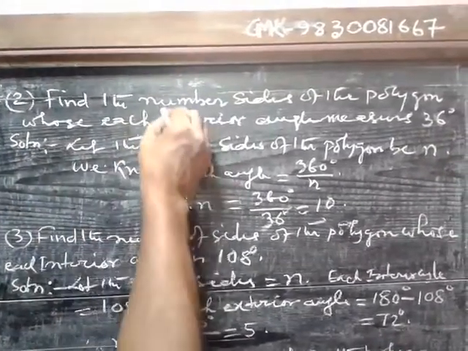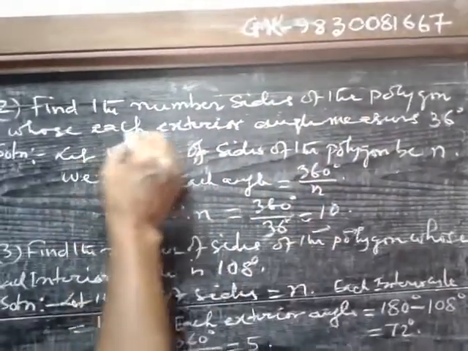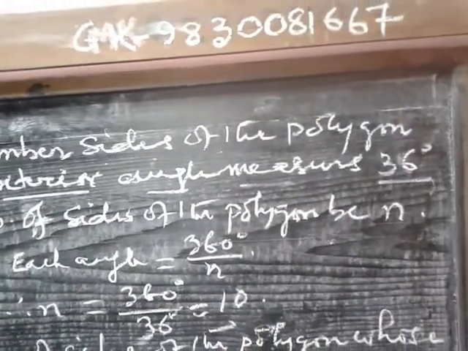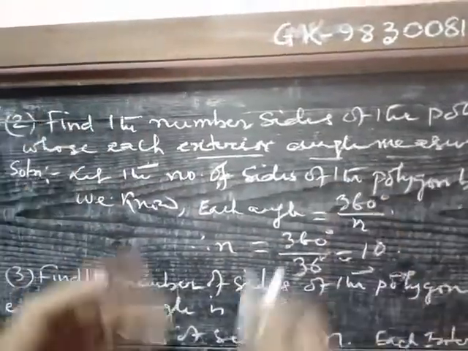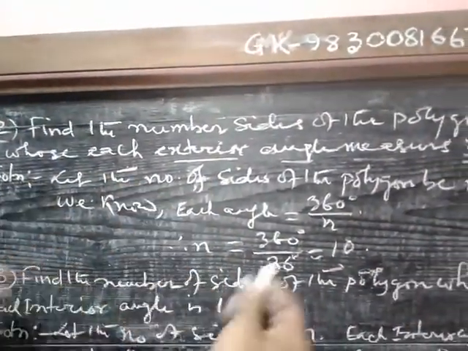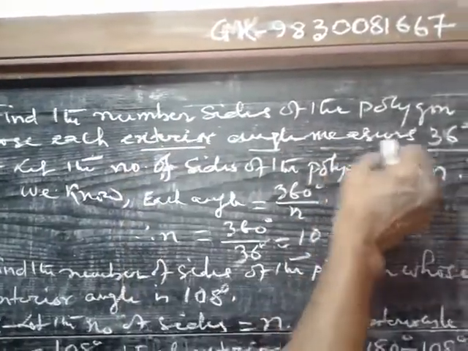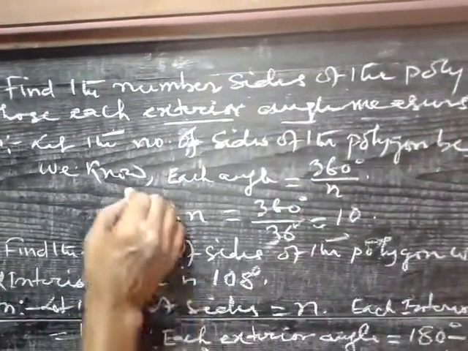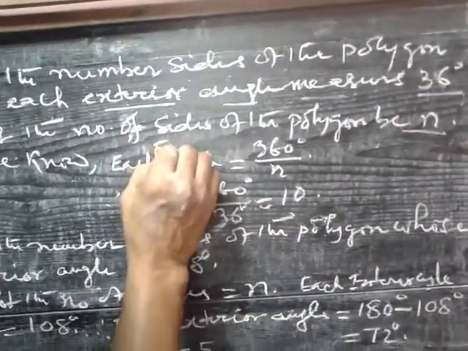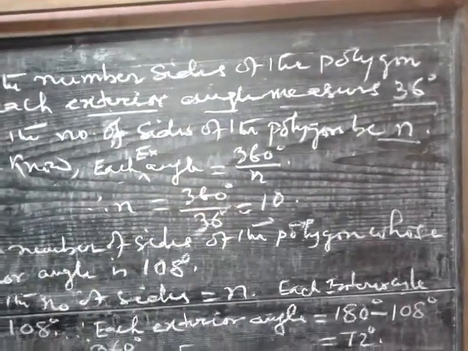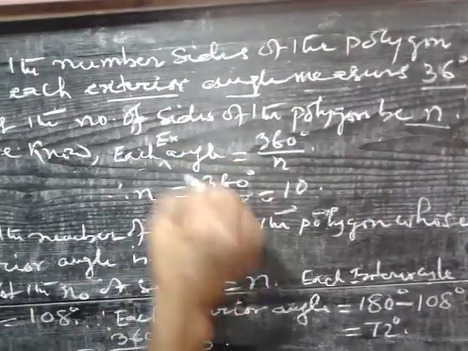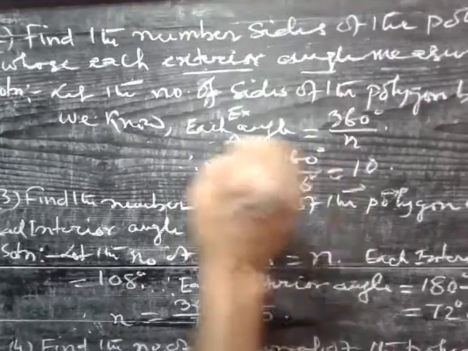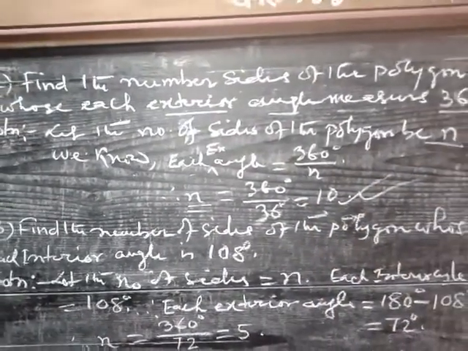Now example number 2. Find the number of sides of a polygon whose each exterior angle measures 36. In the previous example I have shown, if the number of sides is given, then what will be the exterior angle? It is just the reverse. That is, the exterior angle is given, what will be the number of sides? Let the number of sides of a polygon be n. So we know each exterior angle equals 360 by n. Then n equals 360 by each exterior angle. So here n, the number of sides, is 360 by 36, that is, the number of sides is 10.